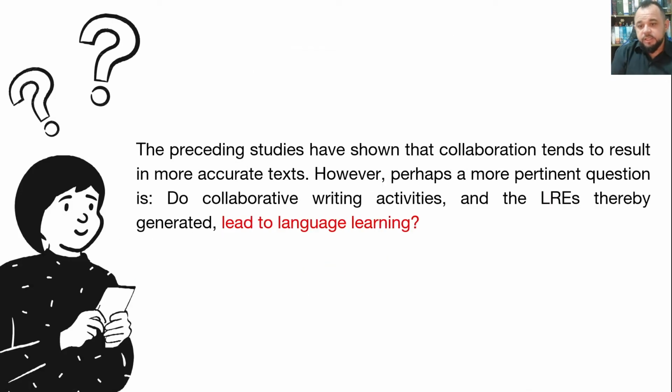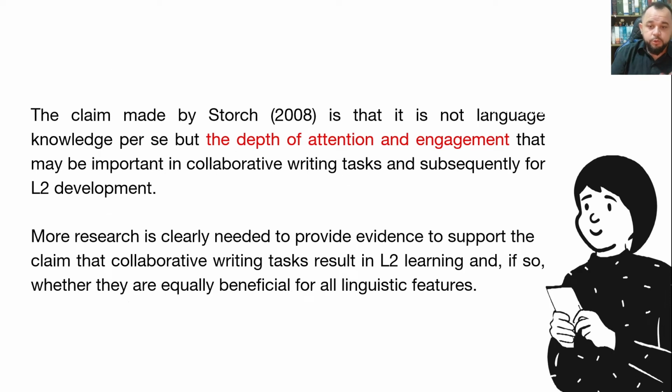So all these studies show that collaboration tends to result in more accurate texts, right? However, there is a more pertinent question at this point. That is, do collaborative writing activities and the LREs generated by these activities lead to language learning? Okay, so according to Storch, it is not actually the language knowledge per se, but the depth of attention and engagement that may be important in collaborative writing tasks and subsequently for L2 development.